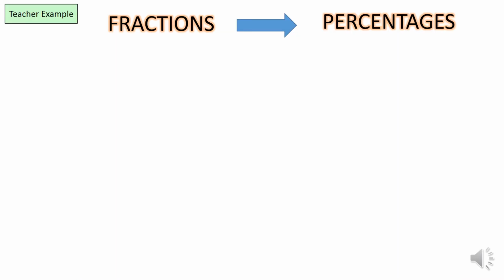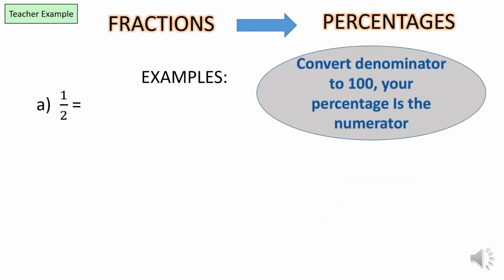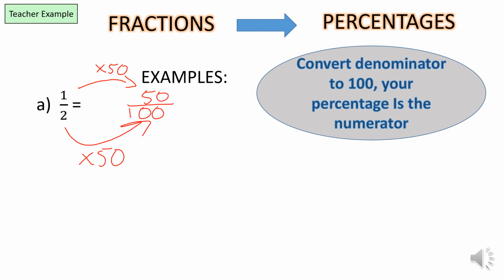We can now do percentages to fractions, so what we're going to learn is how to convert fractions back into percentages. The first example is a half. We need to convert it into a fraction out of 100. So I need to do something to the denominator to convert it into 100 using a multiplier. I need to multiply 2 by 50 to get to 100. So I need to multiply the numerator also by 50, and that gives me 50 out of 100.